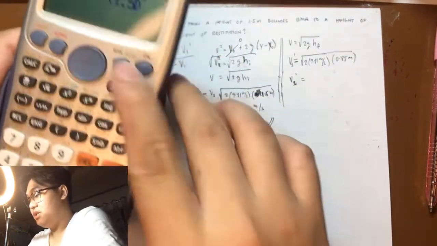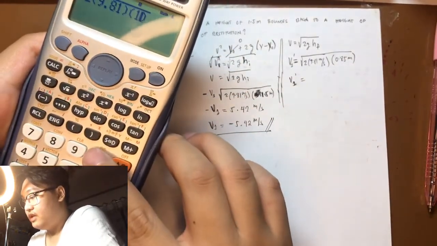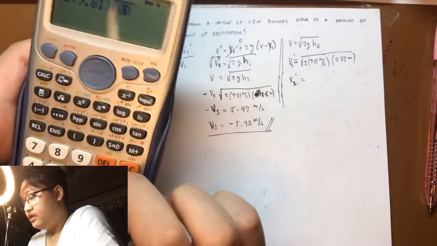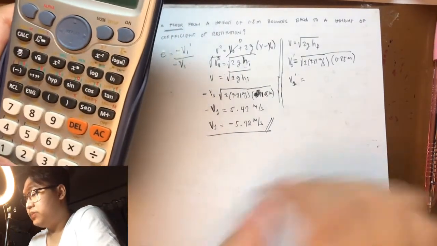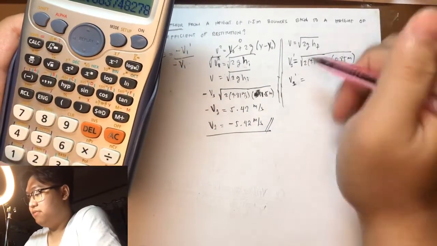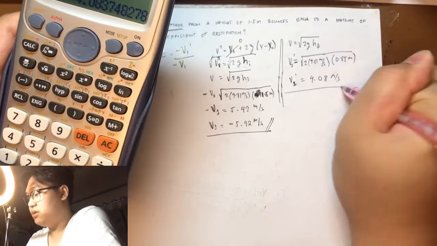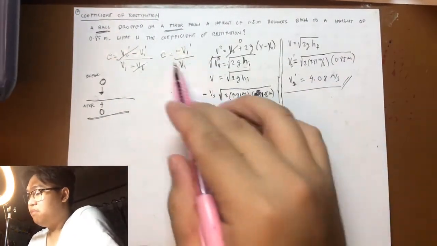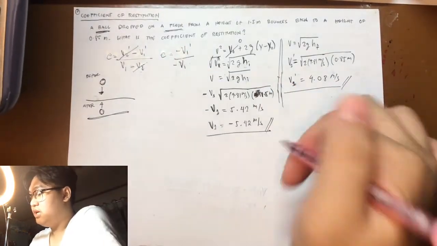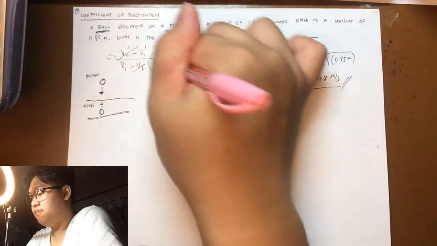Baguhin lang natin ito, gawin natin 0.85. Ang lalabas sa atin is 4.08 meters per second. So, meron tayong final velocity. Pwede natin makuha yung coefficient of restitution natin gamit yung formula na to.